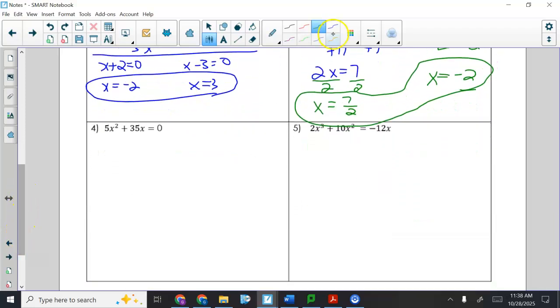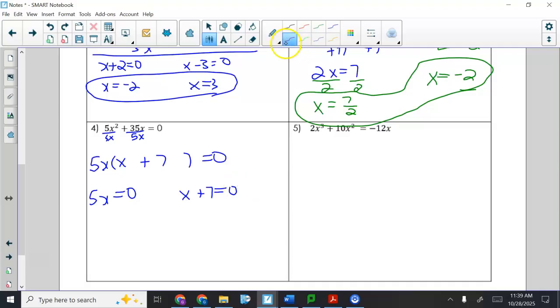All right, number 4, this one sometimes is confusing for students because they want to break it into 2 binomials. But this one, you can just pull out that greatest common factor. So I can see that 5x goes into both of them. So like, what are we left with? If we take a 5x out of each of them, we're left with x plus 7. Now I can set them equal to 0. So 5x equals 0, and then x plus 7 equals 0. Divide by 5. 0 divided by 5 is 0. Minus 7, and x is negative 7.